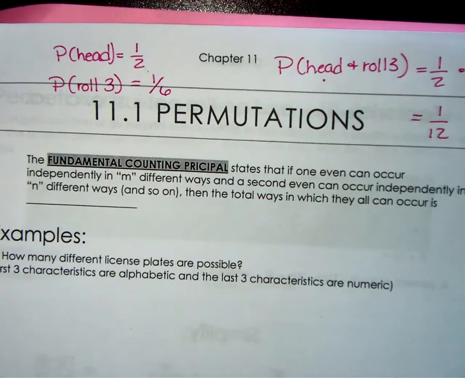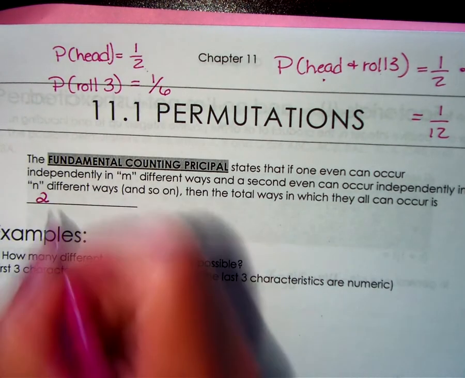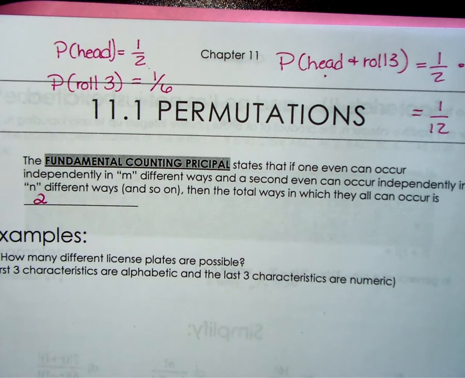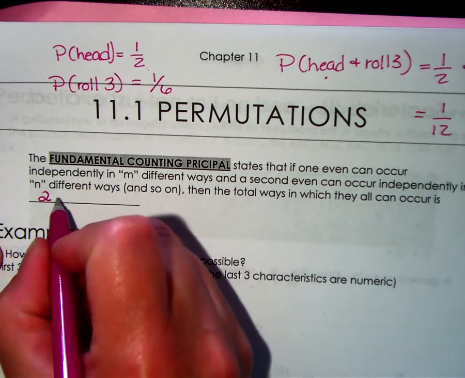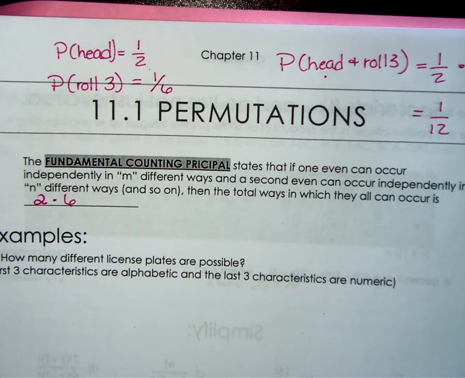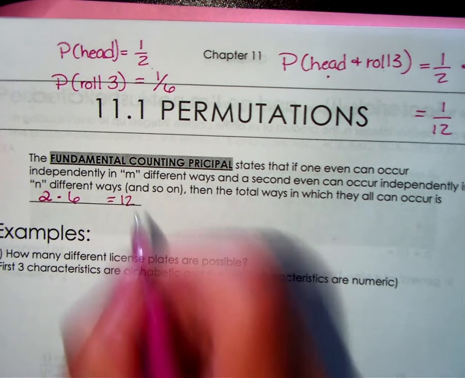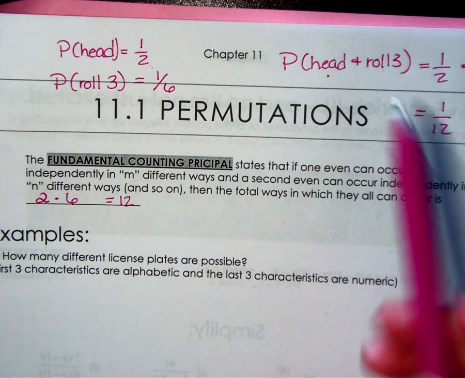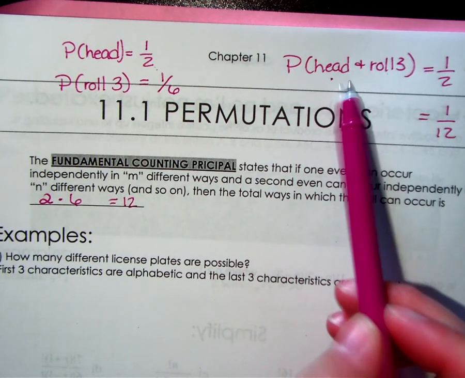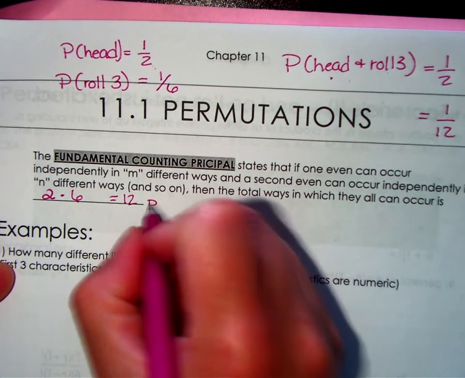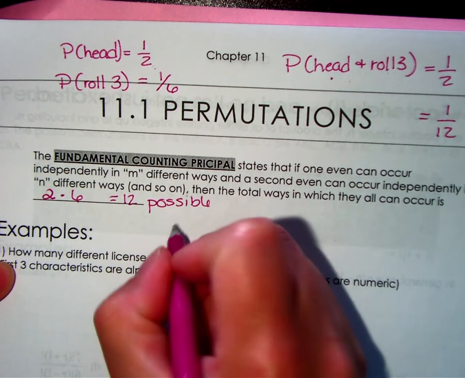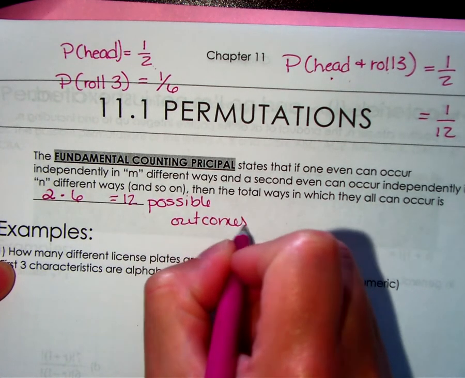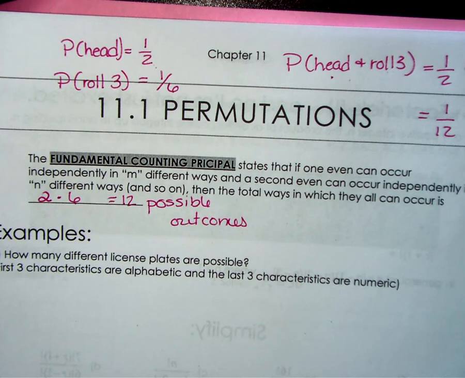So what that would mean is we have 2 possibilities for flipping the head. And how many do we have for rolling the die? So there would be 12 possible outcomes, and one of them we listed here. 12 possible. Does that make sense? So the fundamental counting principle is figuring out how many possibilities there are.